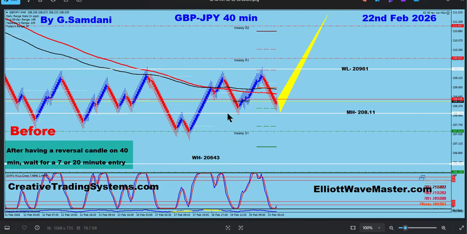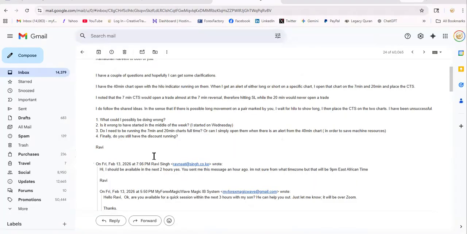And sometimes they become slightly different than the previous, right? Reprint or something like that, people say. But yeah, this is a special indicator that does open these charts, and then they need to be open all the time. That was one of the questions, by the way. Do I need to be running the 7 minute and 20 minute chart full time? Yes. The answer to that question is yes. And if not, then you're going to have misfire. So better you have it.